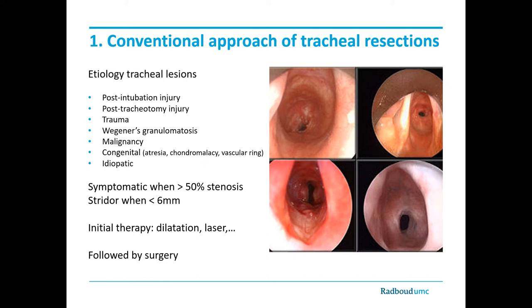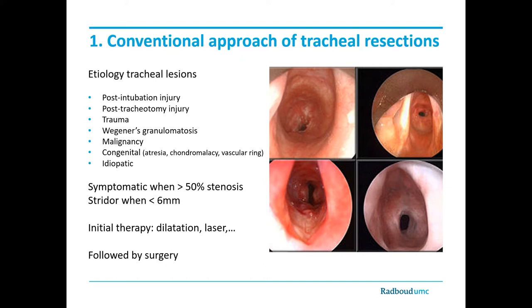The most frequent cause of tracheal stenosis is after a traumatic intubation or a hyperinflated cuff of an endotracheal tube. It is also frequently seen after tracheostomy. A large number of our patients present with a cancer of the trachea, and other causes are listed on the slide.